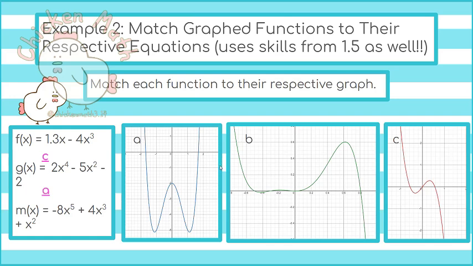Now, looking at m of x, we can see that it has a degree of 5, since 5 is the highest exponent of this equation. And since 5 is odd, we know that the equation will have differing left-hand and right-hand behaviors. And from the coefficient next to it, we can see that it's negative, so we know that the leading term is negative.